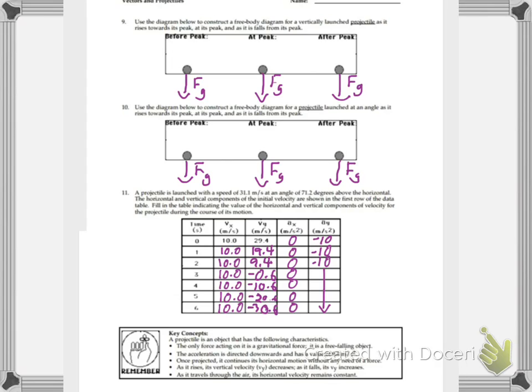So there's your projectile motion practice. Again, most of it conceptual. Tried to keep the calculations to a minimum.